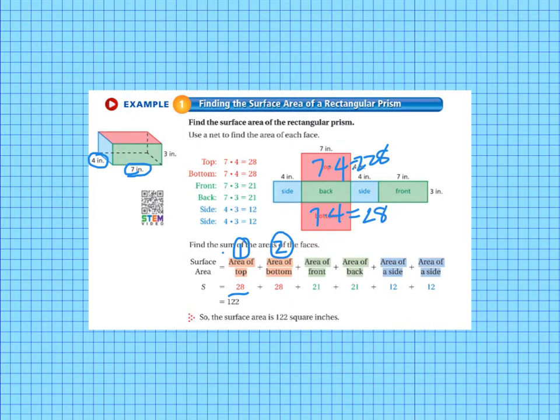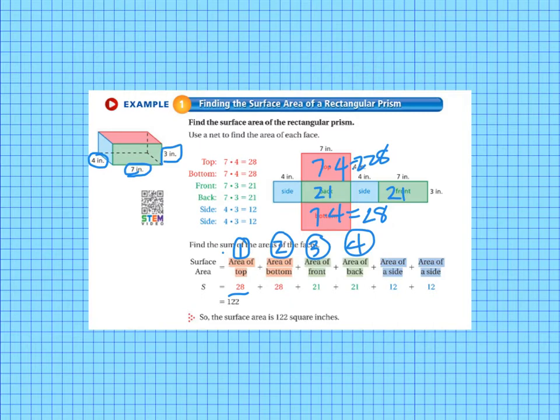And then we're going to take a look at the front and the back. The front of this prism is 7 inches by 3 inches. So 7 times 3 is 21. So the front is 21 square inches, and the back is 21 square inches. So steps 3 and 4 are finding the area of the front and the area of the back, and they are both multiplying 7 times 3, which equals 21.